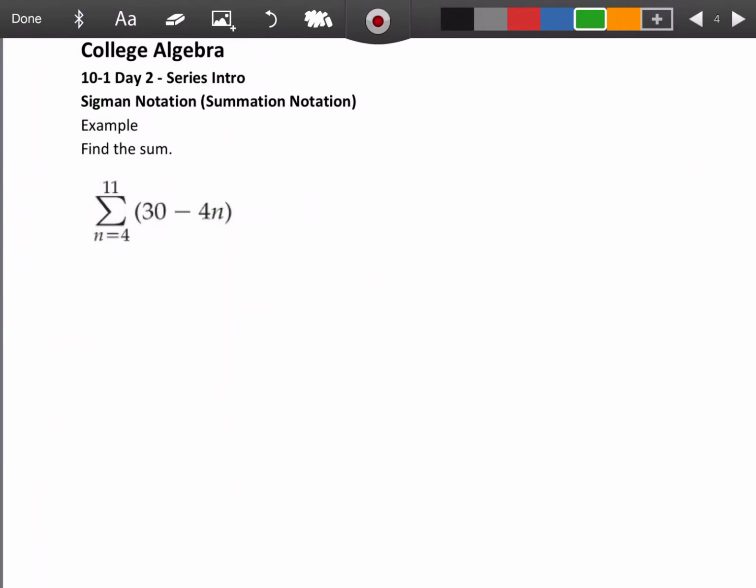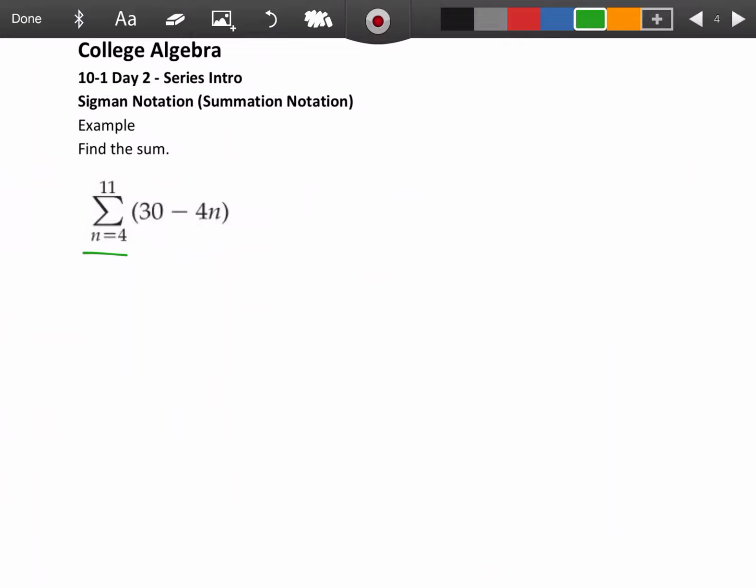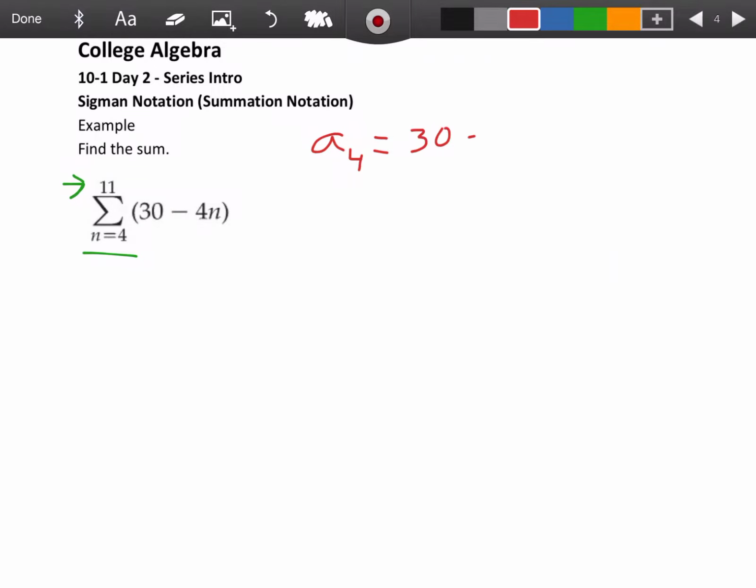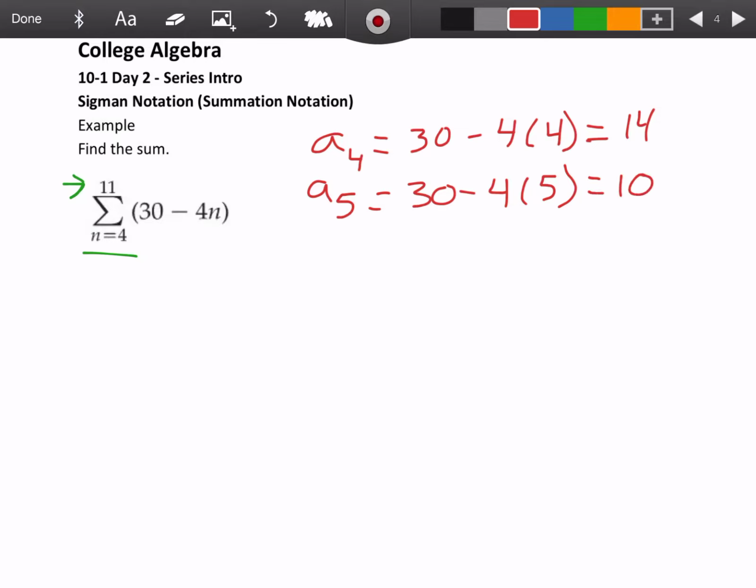So here's another one. This seems like a long problem, right? Because we start at term 4, and then we're going all the way up to term 11. But the whole point of this example is to show you that once you get going, you don't have to write all of them down. So we're going to start with A4, and so we have 30 minus 4 times 4. Well, 4 times 4, that's 16. 30 minus 16, that's 14. Then we have A5. 30 minus 4 times 5. Well, 30 minus 20, that would be 10.